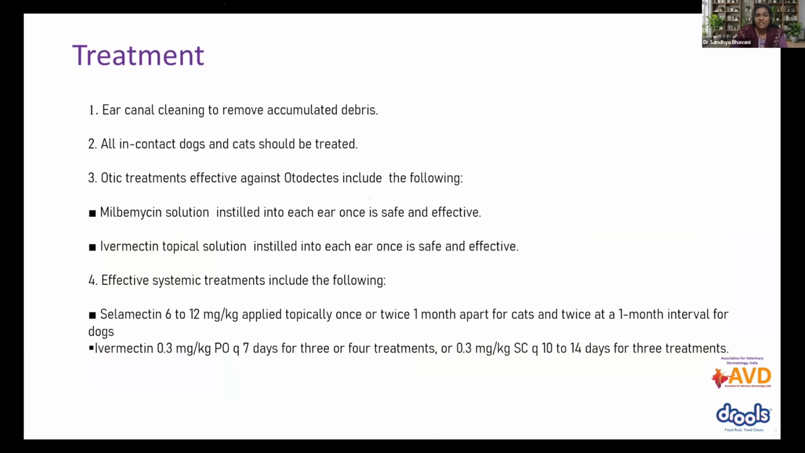So the main thing in treatment is you have to clean the ear canal. Any accumulated debris is taken out along with the eggs and the live mites, cleaning out the whole canal, and all the in-contact animals should be treated. Any otic treatments can also be used, and then systemically you can go for selamectin or ivermectin spot-ons.